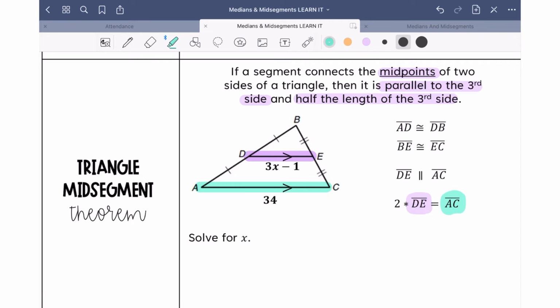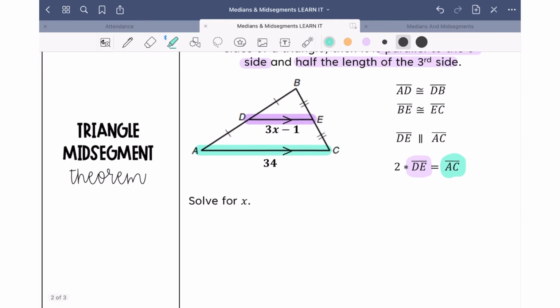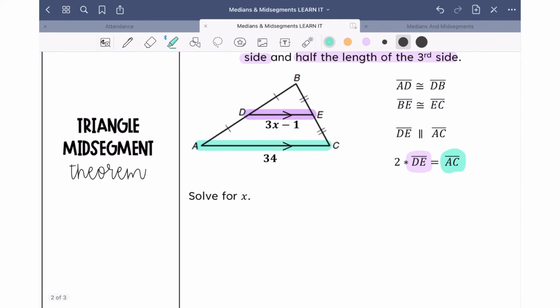Okay, and I'm going to use that to write my formula so that I can solve for x in this example. So 2 times segment DE, which in my image says that DE is 3x minus 1, should be equal to the third side, which is this long side over here. And that side is 34 in length.